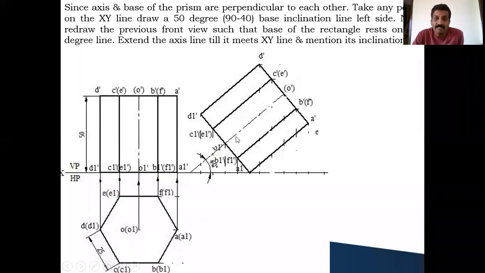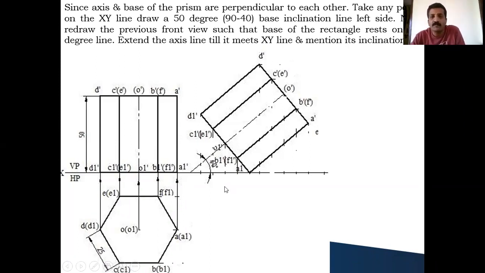And then at the end, this is the axis line, right? So extend this axis line till it meets the XY line and show that the axis inclination is 40. So I have taken the base inclination 50, so I should get the axis inclination 40 here. So this completes your front view, the second position front view.